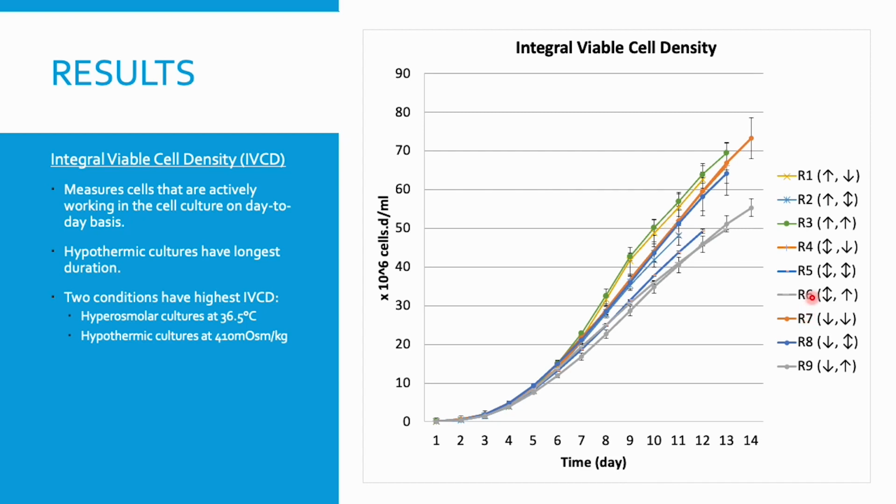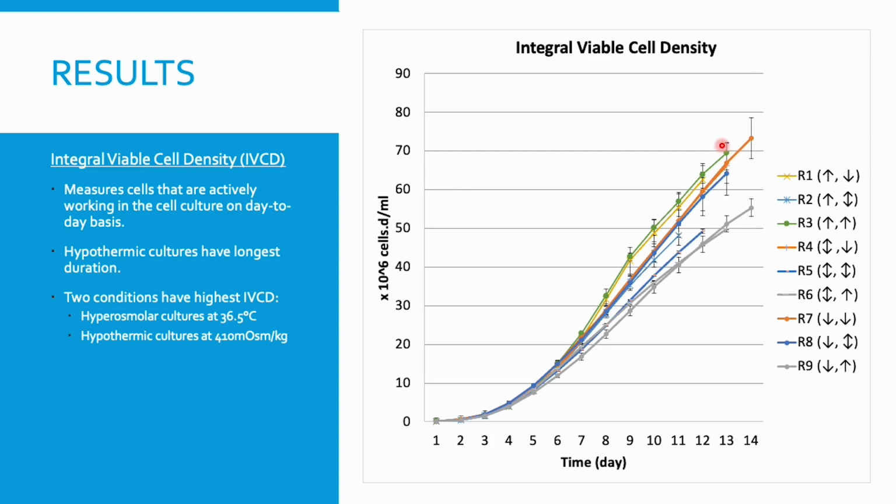Interestingly, at 32 degrees, which is the lowest temperature, the cells are more active in the cultures that run at 410 and 455 milliosmol per kg, which is the low level of the osmolality and the midpoint level of osmolality, as the IVCD of these cultures are among the highest, which is here. So it is almost similar to the control culture, which is here.